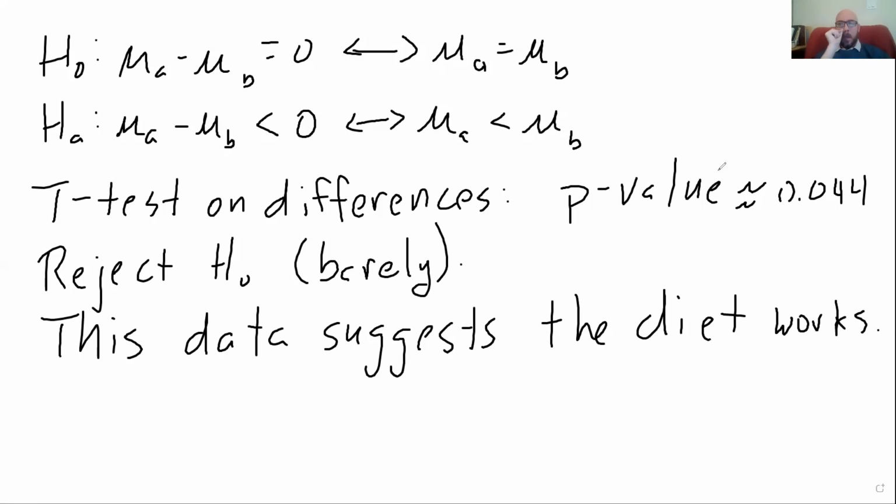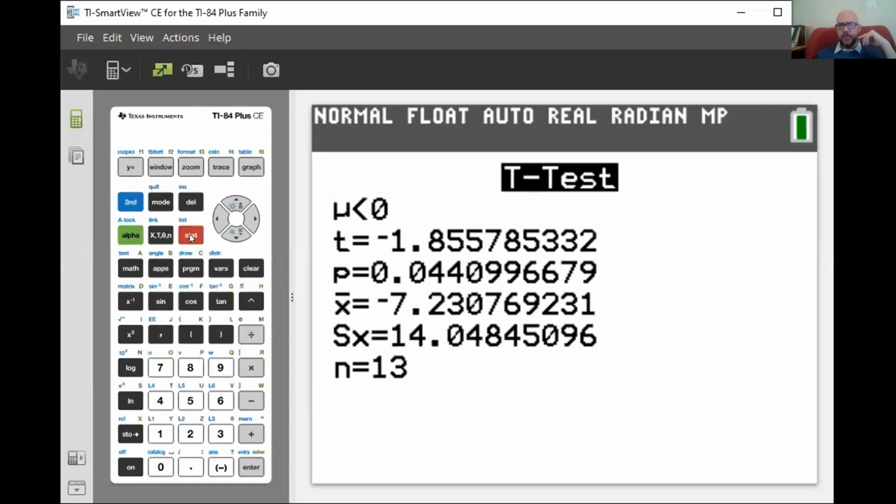Now, the thing I mentioned here is that this data, which we'll see in just a second, is a little bit problematic. And so I want to introduce to you a new analytical tool called a QQ plot. QQ stands for quantile. It's also called a normal probability plot. So let's go look at our data for a second. I'm going to show you how to make this plot in the calculator.